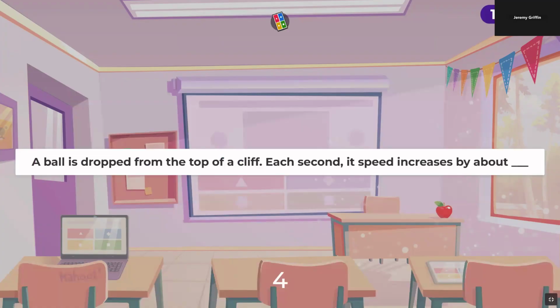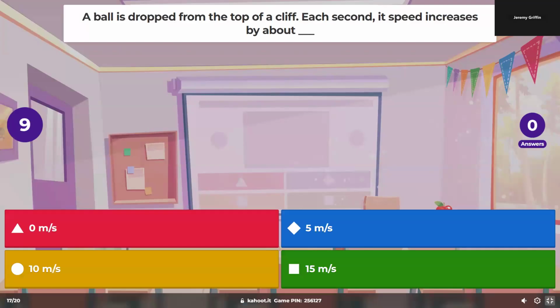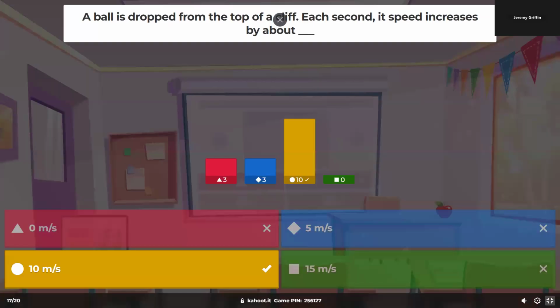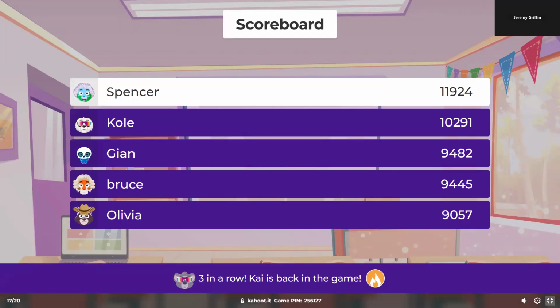The ball is dropped from the top of a cliff. Each second, its speed increases by 10 meters per second. That's what 10 meters per second squared means. Every second it's increasing by 10 meters per second. Isn't that true?